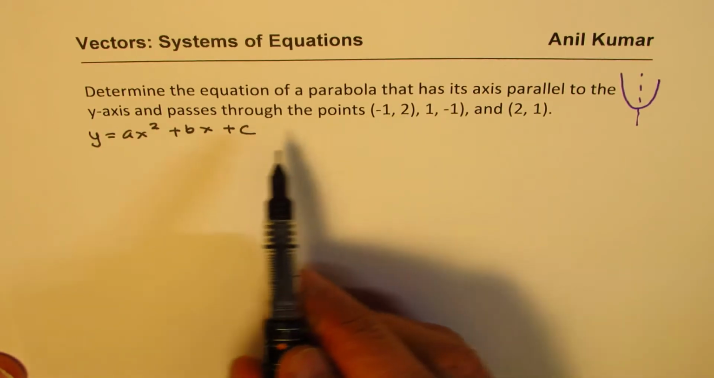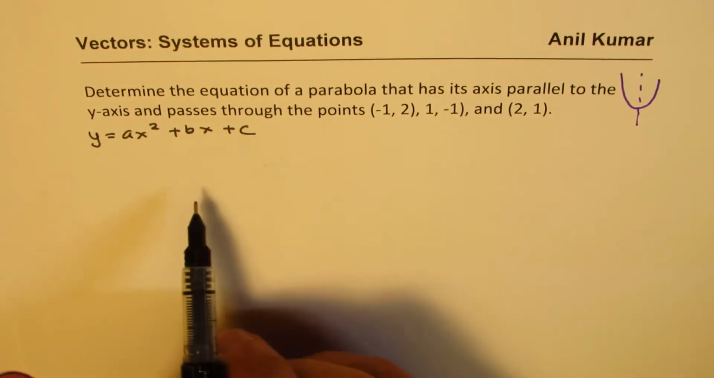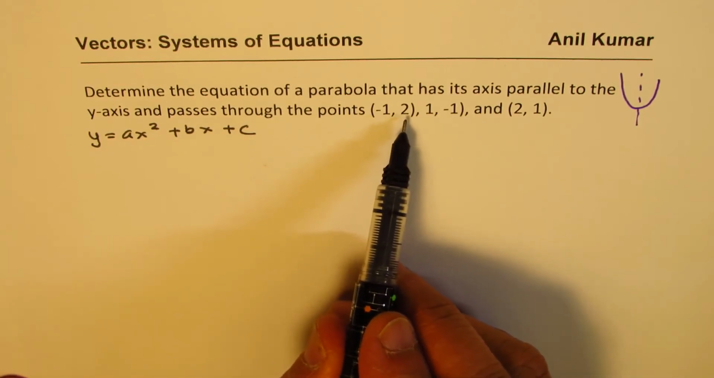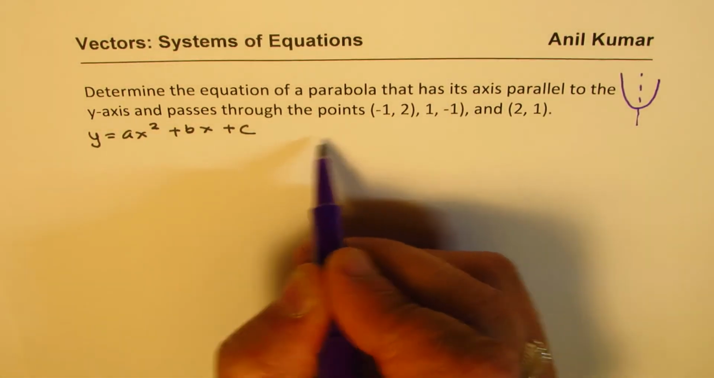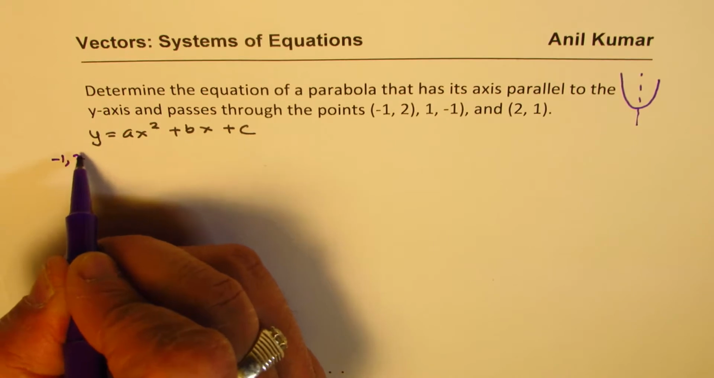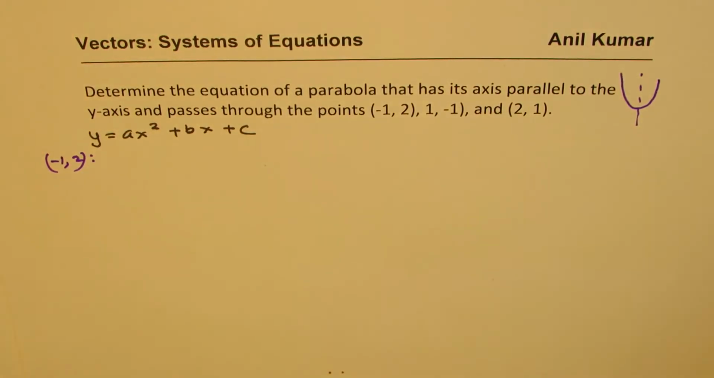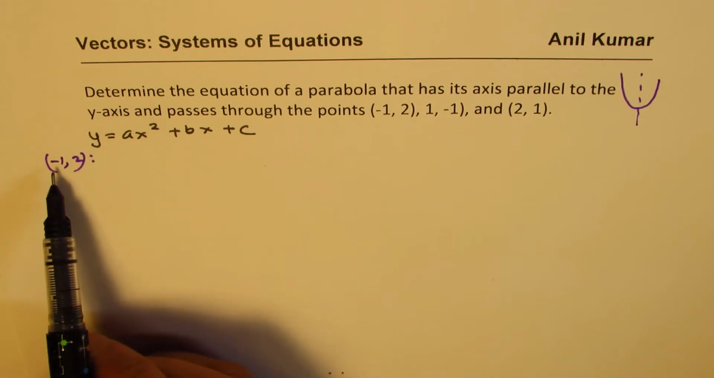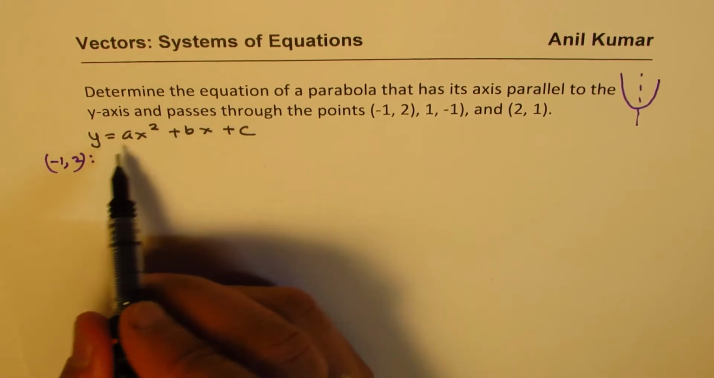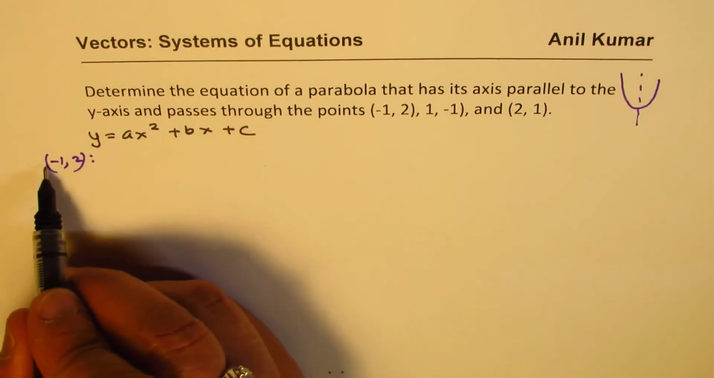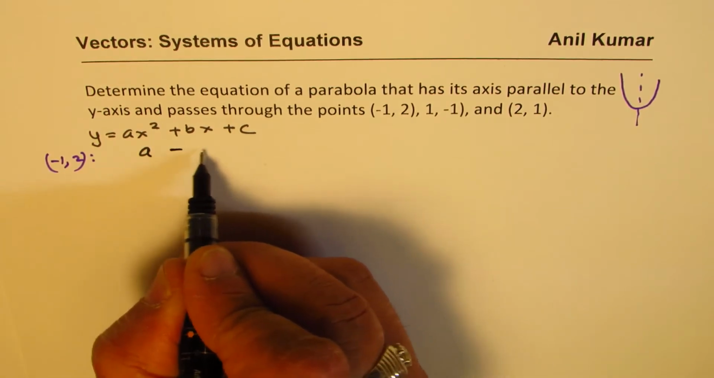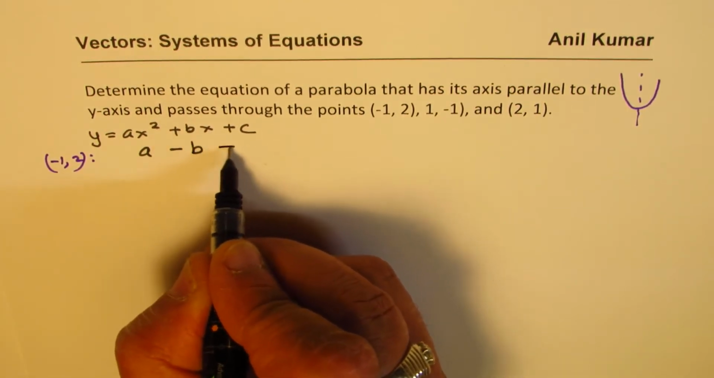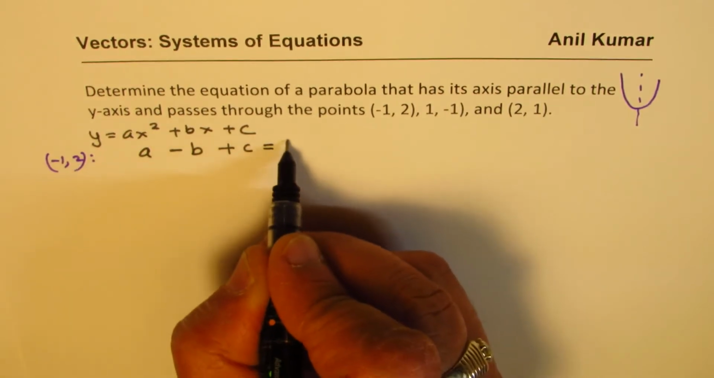Now, since we are given 3 points, with respect to these 3 points, we can actually find 3 different equations. So if I consider (-1, 2) as one of our points, I get the equation by substituting -1 for x and 2 for y. If I substitute -1, its square will be positive, so I get a, minus b plus c equals the y value of 2.